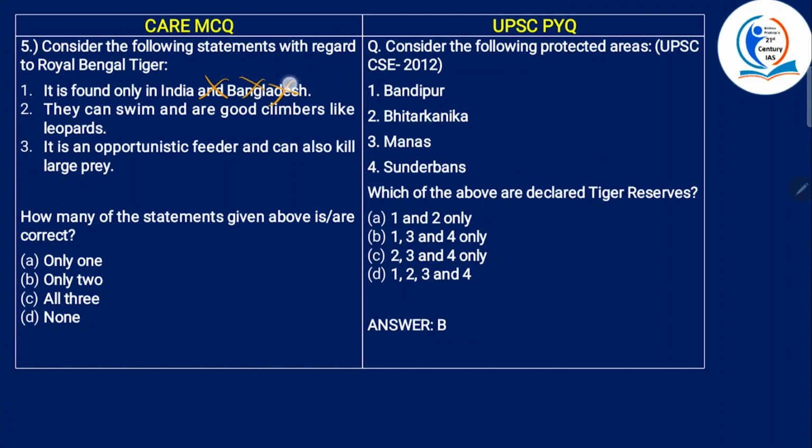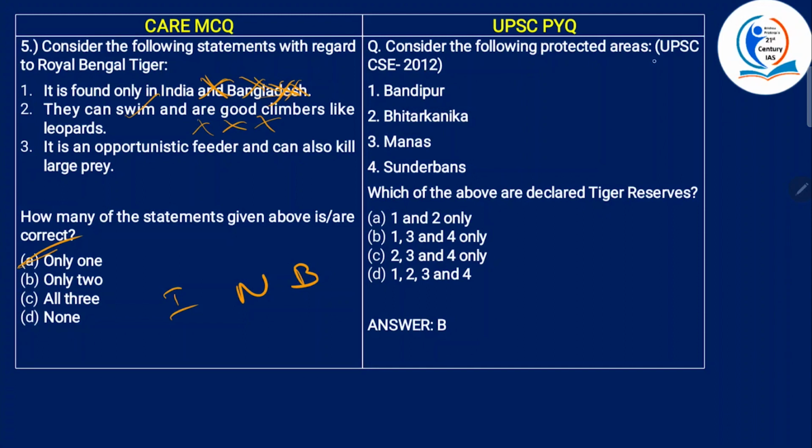No, this is wrong because it is found mainly in India, Nepal, Bhutan and Bangladesh. That's what we've seen in the basics part. So this is wrong. They can swim and are good climbers like leopards. They can swim, this is correct, but they cannot climb. Climb what? Climb trees. So, this is wrong. It is an opportunistic feeder and can also kill large prey. Yes, it will also kill elephant calves. So, one statement is right.